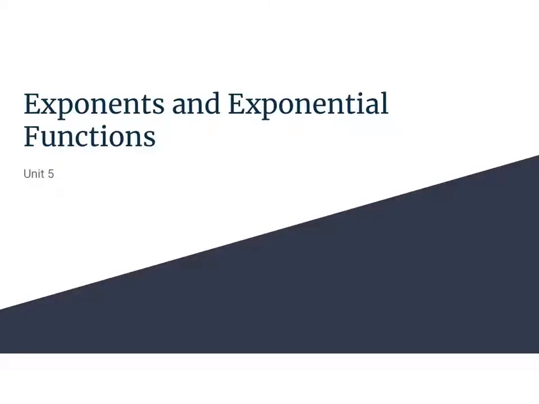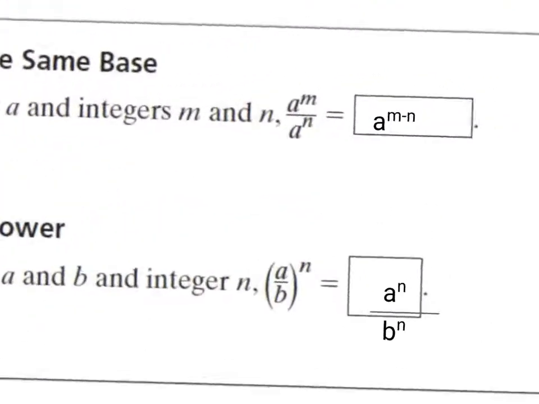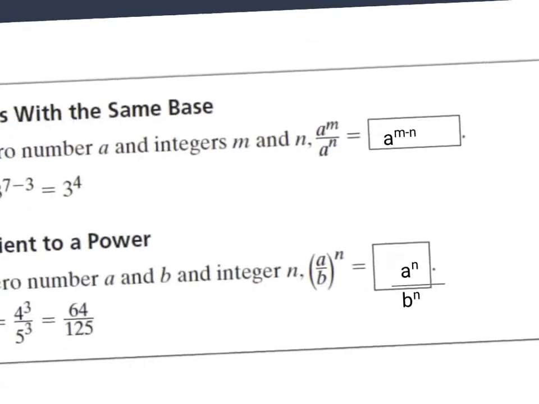Welcome to dividing powers with the same base and also raising a quotient to a power. So here we're looking at dividing powers with the same base. The rule tells us that if we have the same base being divided, we can subtract the powers to get a more simplified expression. So we've got a to the m over a to the n equals a to the m minus n.